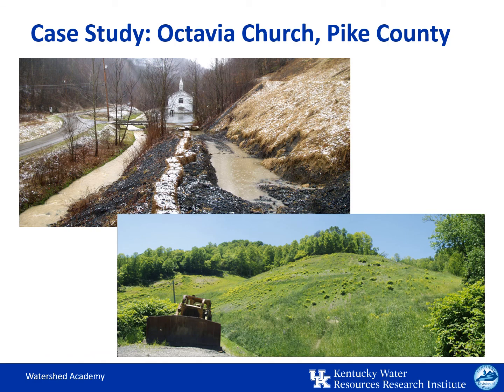During heavy rains, coal refuse washed into and blocked the roadside stream, causing sediment and water to flow onto the road, which increased the risk of accidents as well as increased the maintenance needs on the roadway and at downstream culverts and bridges. It also caused downstream water quality impacts.